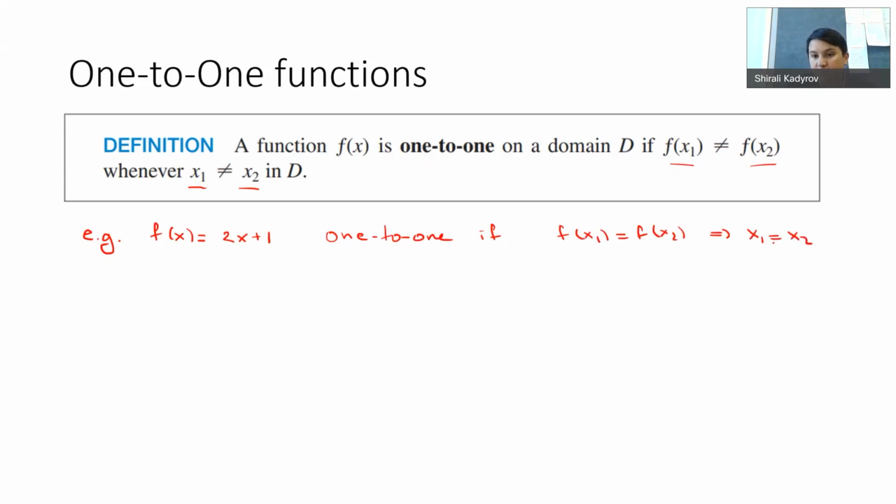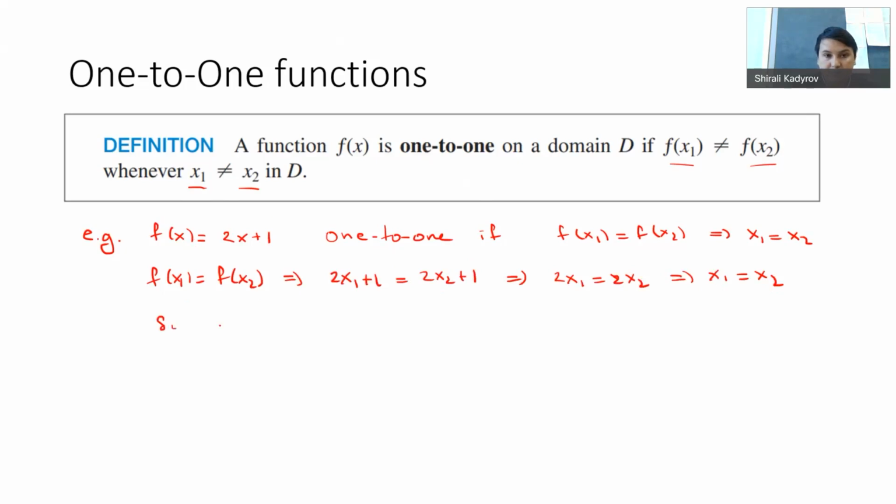The only way that f of x1 is equal to f of x2 is if x1 is equal to x2, if they are identical elements. So let's start with f of x1 equal to f of x2. How can this happen? The function is 2x plus 1, so it means 2x1 plus 1 is equal to 2x2 plus 1. You can cancel the 1, and you get 2x1 equal to 2x2. You can cancel 2 from both sides. This means x1 is equal to x2. So the only way that f of x1 is equal to f of x2 is if x1 is equal to x2, by definition. So the function f is one-to-one. Sometimes we simply write 1-1.